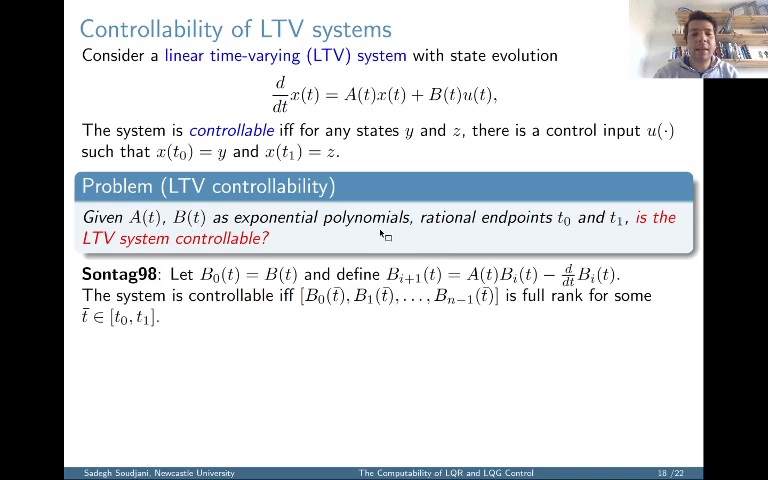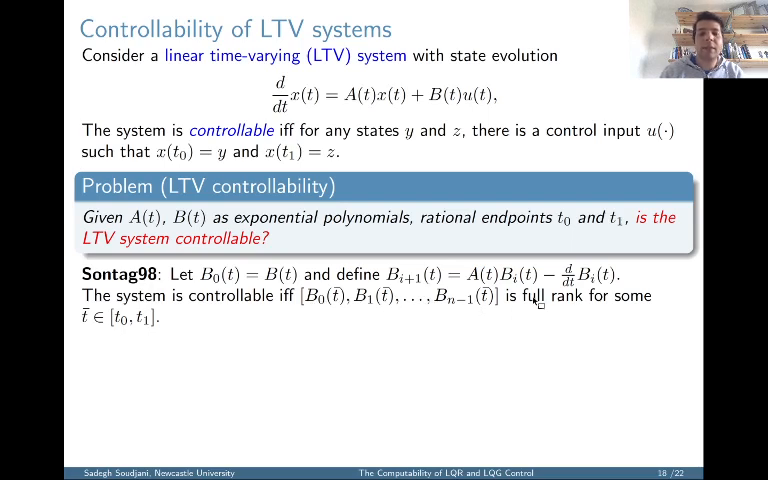To establish decidability of this problem, we need a result from Zondak, proved in 1998. It says that if you want to check controllability, we have to construct matrices B0, B1, until Bn minus 1. These Bi's are dependent on time, and they are constructed using differentiation and multiplication on the two matrices A and B. If A and B are exponential polynomials, this matrix also becomes an exponential polynomial.